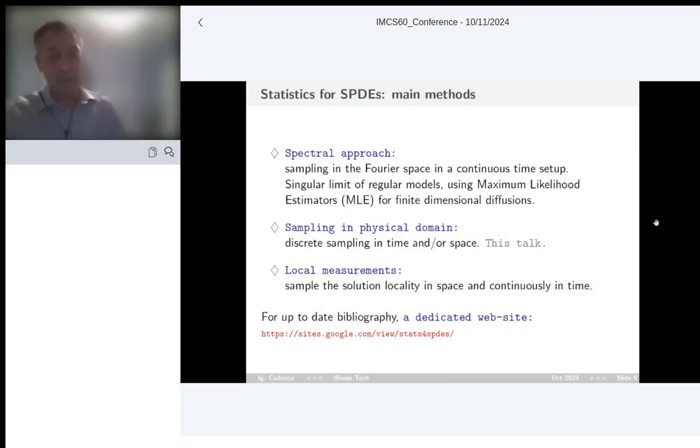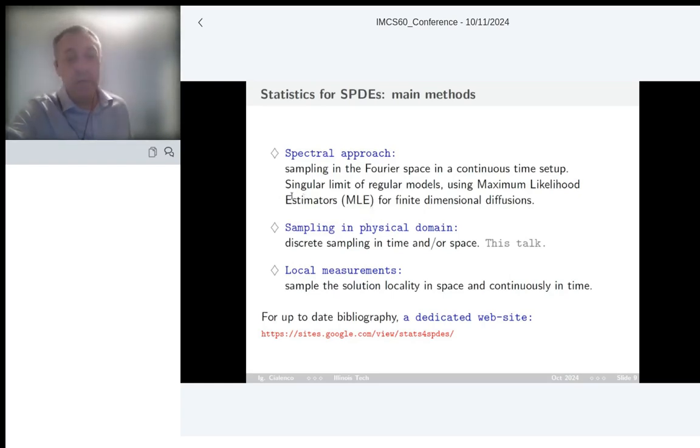So the statistical inference for SPDEs has some history. It's not something that we invented overnight. For the most part, we've been doing the so-called spectral approach. So what is that? We shift the observation scheme and say that the solution is observed in the Fourier space, continuously in time. That means that we assume that we observe the Fourier coefficients of the solution, same as separation of variables in the PDE. So we make the observations in the Fourier space.